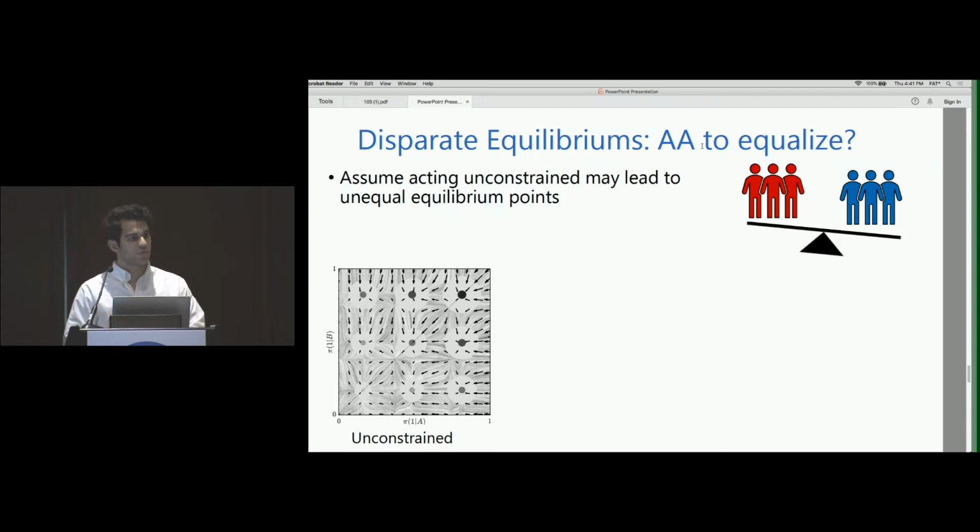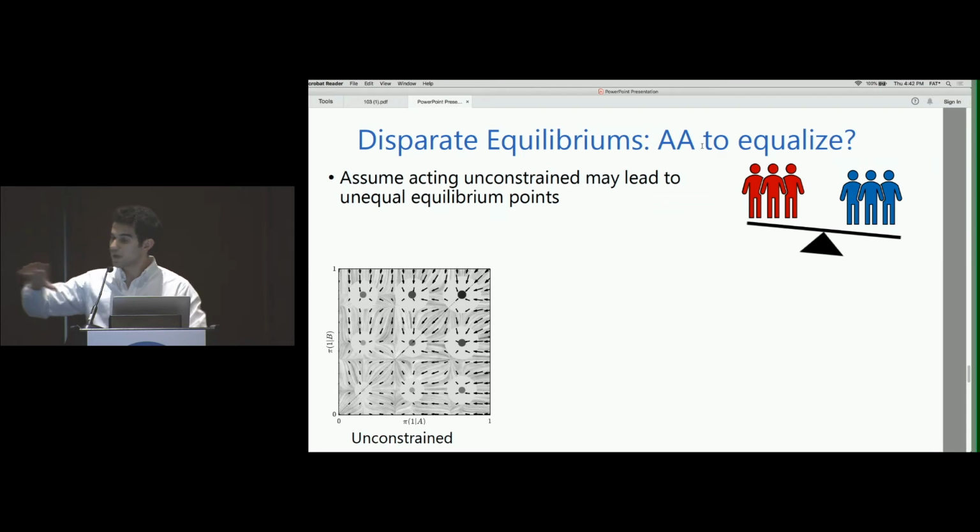So we're going to assume that with acting unconstrained, we might get to different equilibrium points. In the figure above, we see an example of such dynamics that lead to different equilibrium points. Each axis represents the qualification profile of one group versus the other, and each point represents the state of the population at one time step. And these movements, these arrows that we see, are the movement of the population due to the imposed policy.